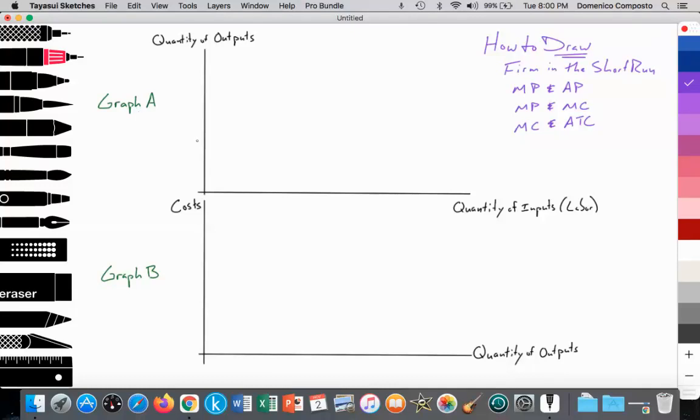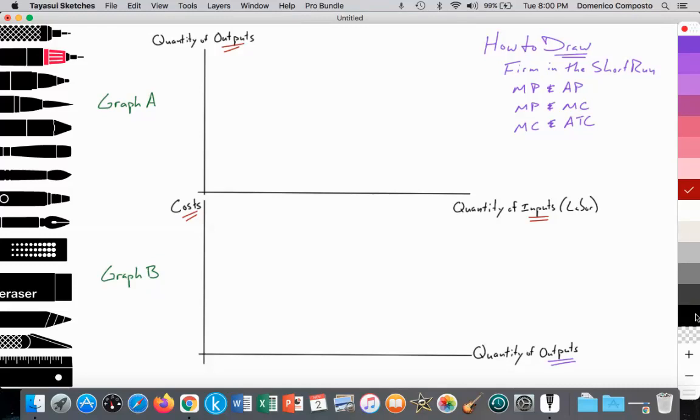Graph A, on the x-axis we are measuring the quantity of inputs or variable inputs added to production, typically labor, and the quantity of the final good or service, quantity of outputs, on the y-axis. In graph B, we're going to take the outputs and move them to the x-axis. So here we're looking at the quantity of outputs, while on the y-axis we're measuring the costs of production.